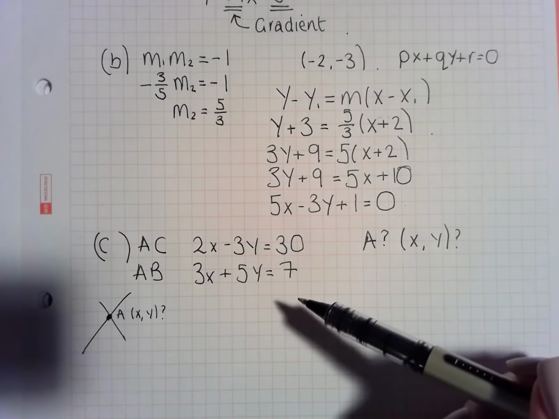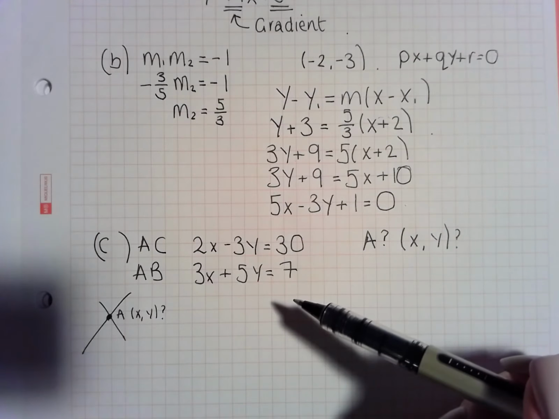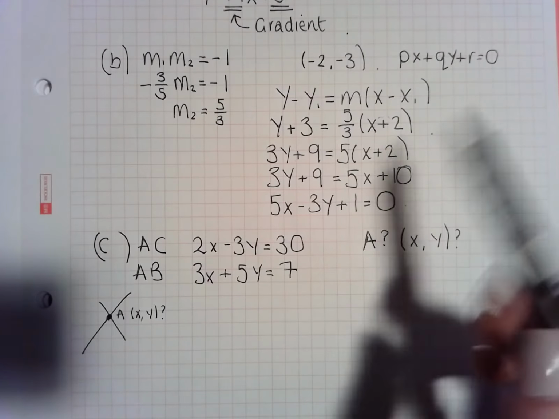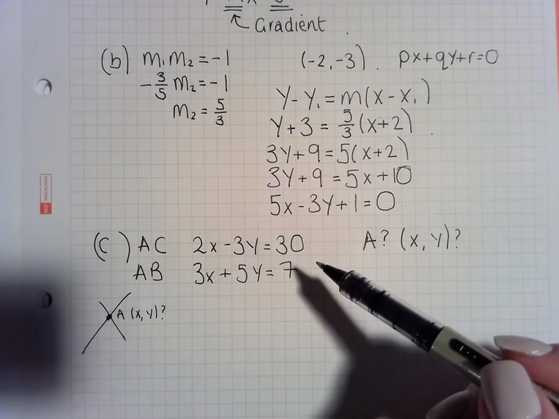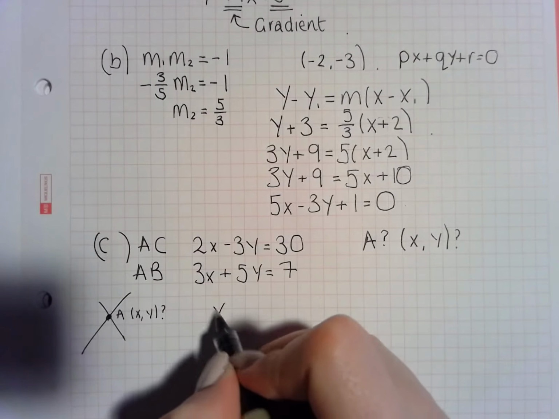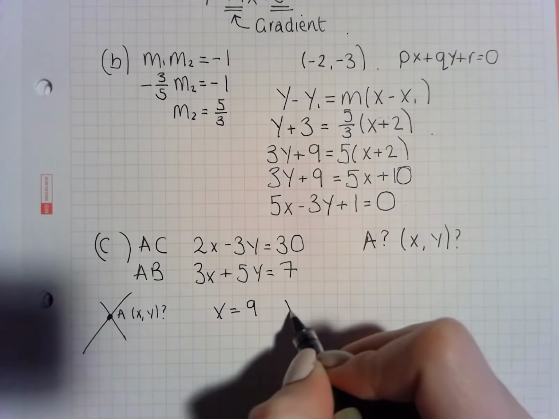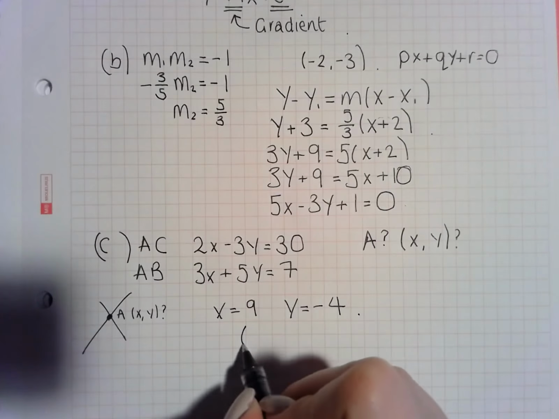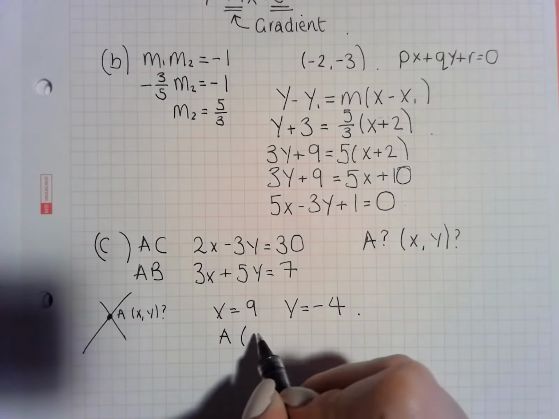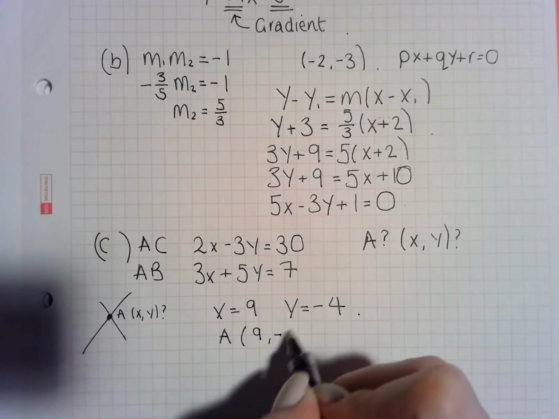There's various ways you could do that. I don't need to go through how to solve simultaneous equations, I don't think, but with the simultaneous equations, we find that x equals 9 and y equals minus 4. So our A point is 9, minus 4.